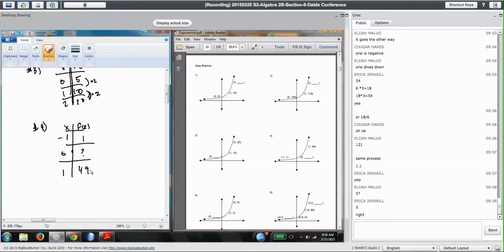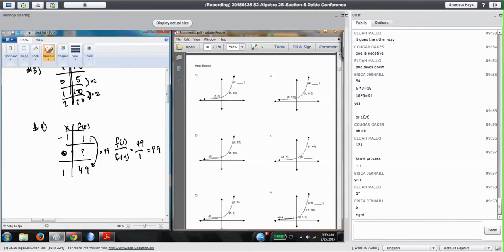What is this question mark here? What is this number that I should put in here? All right, I'm going to do that same process, but this time I'm going to do f of 1 divided by f of negative 1, which is equal to 49 divided by 1, which is equal to 49. So in order to get from here to here, I had to multiply by 49, right?